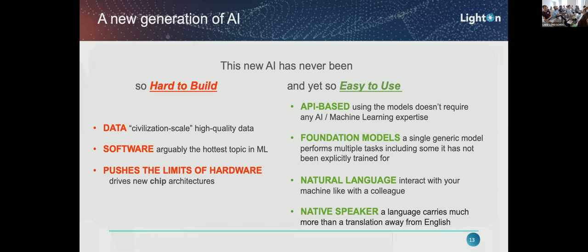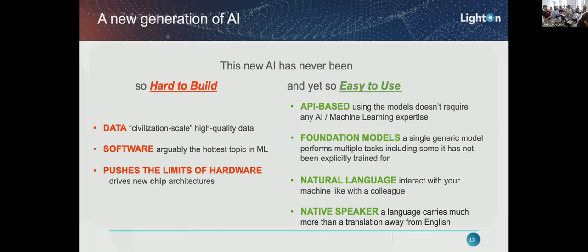It's a generic model, as I said, a foundation model, a single generic model that performs multiple tasks, including some it has not been explicitly trained for. It's not a model to do an Instagram ad. We never trained explicitly for Instagram ads, but it has seen so many in the training that it understood it's a new category of things by itself. It's really self-supervised. We never said this is an Instagram ad; we gave it 200,000 Instagram ads, and it just saw so many that it self-supervised. With natural language, you interact with the machine like with a colleague: please make an Instagram ad.